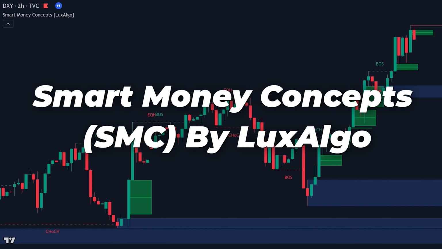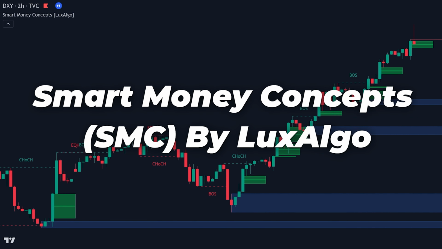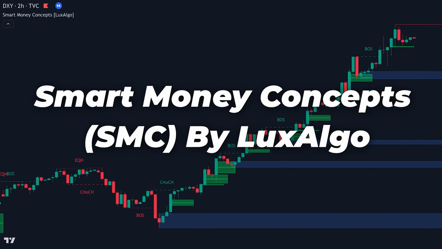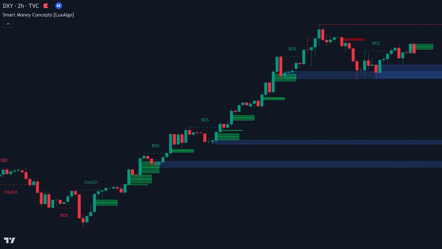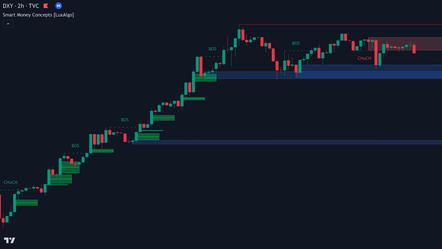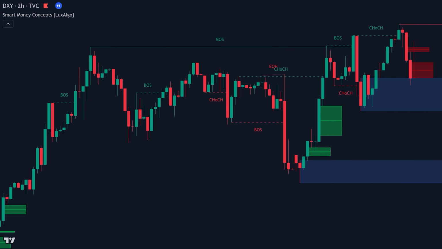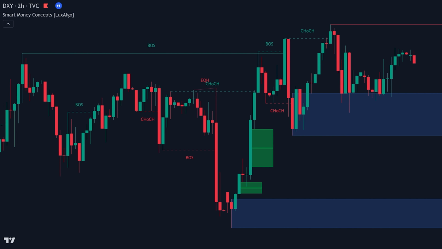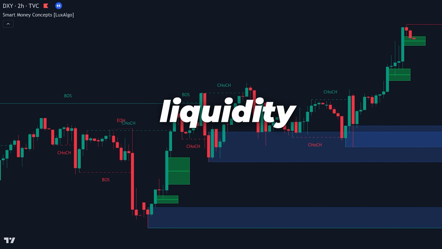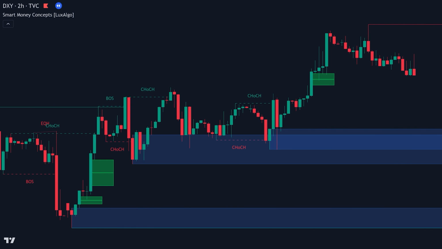Hello traders! Today, we're going to look at the Smart Money Concepts indicator by LuxAlgo. This indicator is popular in Forex, crypto, and stocks trading. It helps you find where big institutional traders might be active. If you like trading based on market structure, liquidity, and price action, this tool can be a game changer.